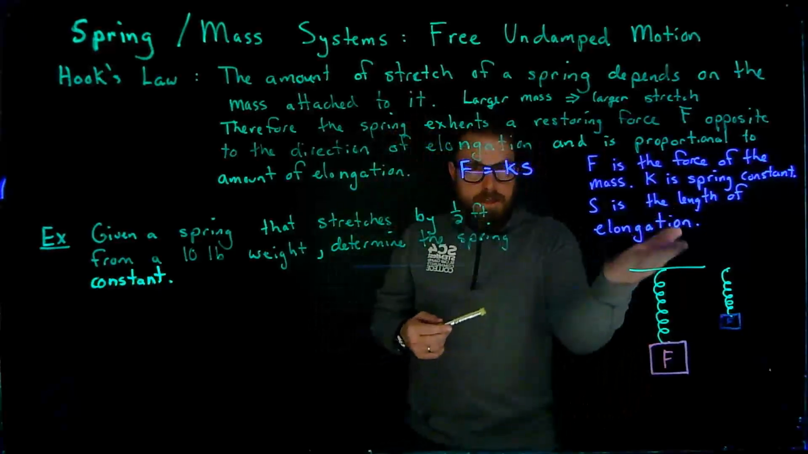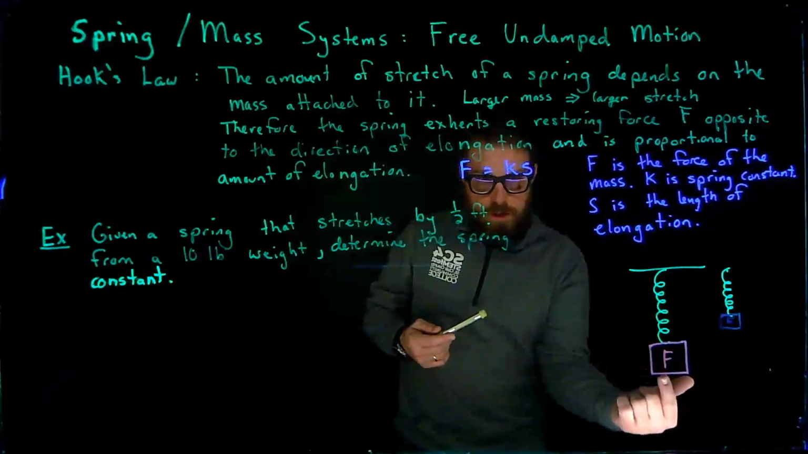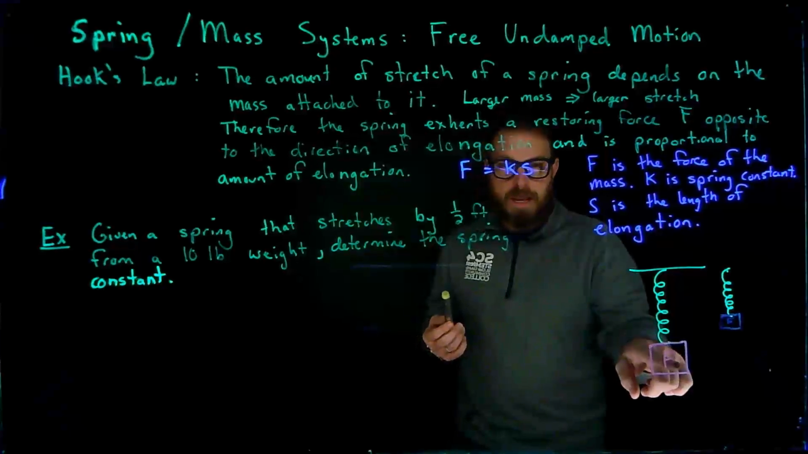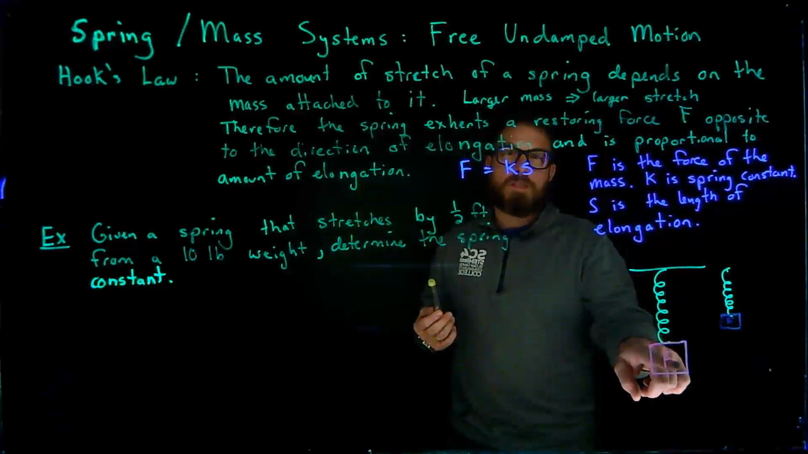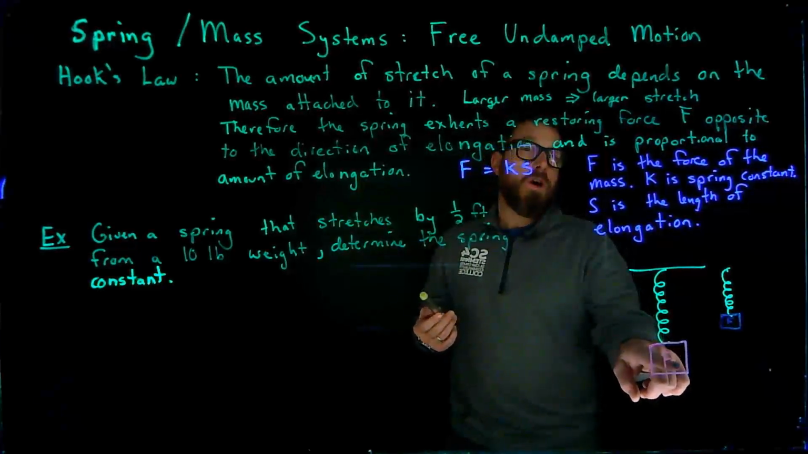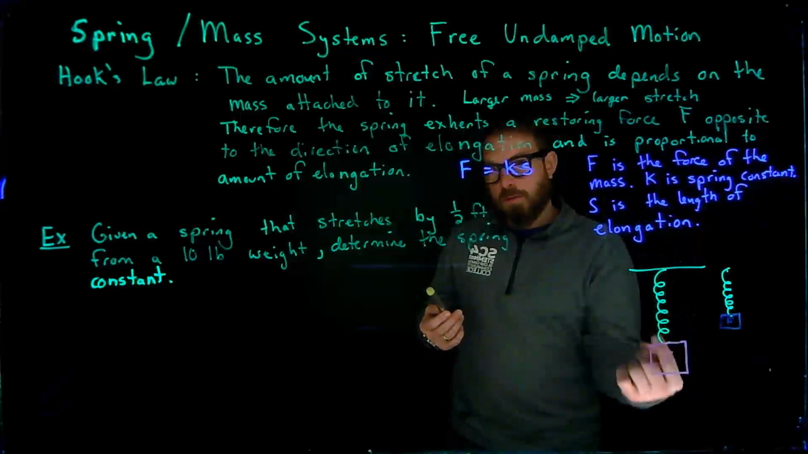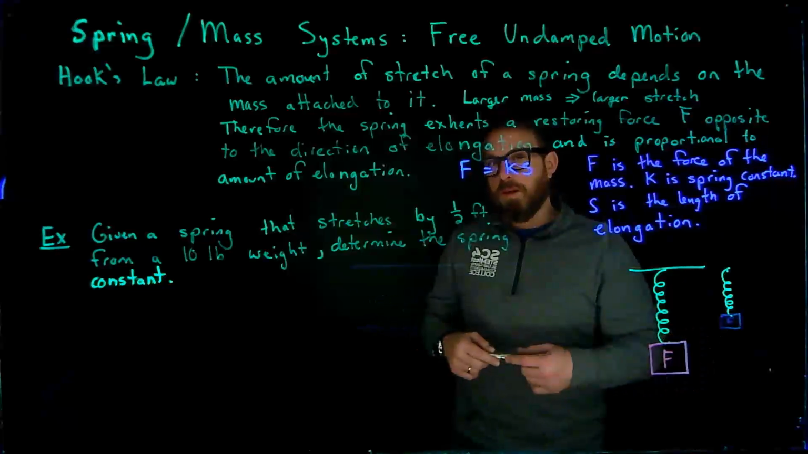So, as this pulls the spring down, the spring, of course, is going to pull it back up at the same time, because if this mass is not moving, we know it's at what we call equilibrium. So the amount of stuff pulling down has to be equal to the amount of stuff pulling up, or it would be moving.